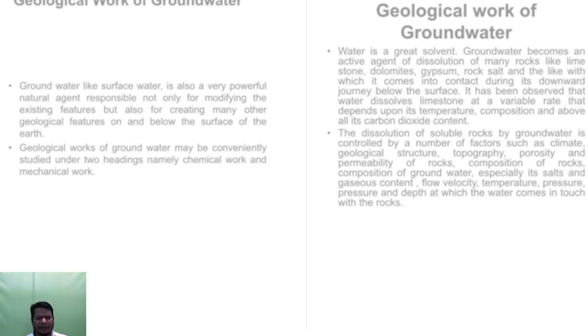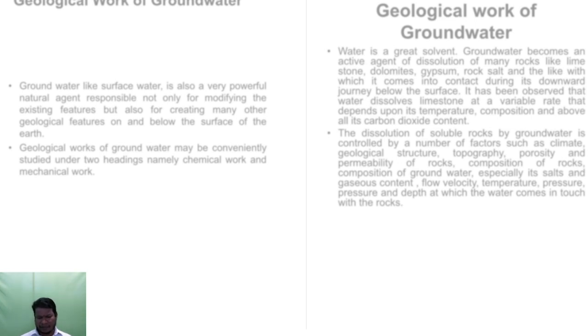Geological work of groundwater. Water is a great solvent and an active agent in the dissolution of many rocks like limestone, dolomite, gypsum, rock salt and the like, which it comes into contact with during its downward journey below the surface. It has been observed that water dissolves limestone at a variable rate that depends upon temperature, composition and above all carbon dioxide content. The dissolution of soluble rocks by groundwater is controlled by a number of factors such as climate, geological structure, topography, and porosity and permeability of the rocks.